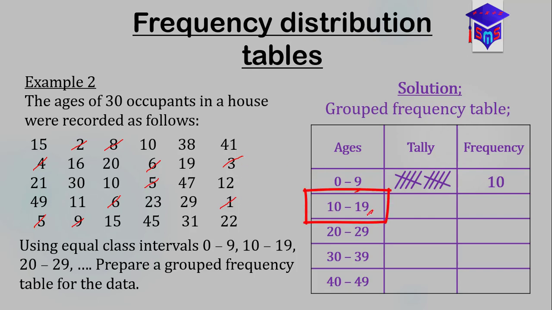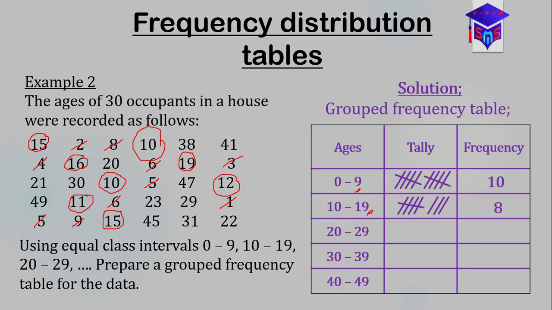The next interval is 10 to 19, so I'll come here quickly and find and count them. 15 is between 10 and 19, so I have 1, 2, 3, 4, 5, 7, and then 8. So I tally 8: 1, 2, 3, 4, 5, 6, 7, 8. Then I write my frequency 8. Good. Then I'll come to the next interval.